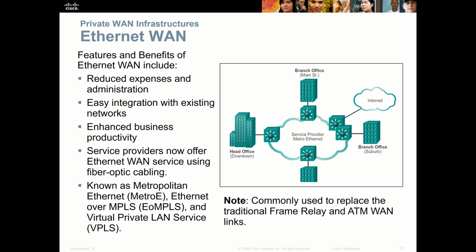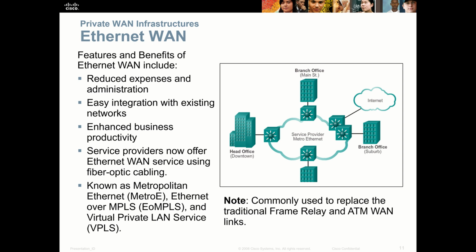Fiber optic cable can be supported up to 5 kilometers. And if you look into the IEEE 1000BASE-ZX standard, it could support up to 70 kilometers of cable length. Hence the reason service providers, the ISPs, now offer Ethernet WAN service using fiber optic cabling. The Ethernet WAN can be known by many names, like for example Metropolitan Ethernet, Ethernet over MPLS, or also VPLS.